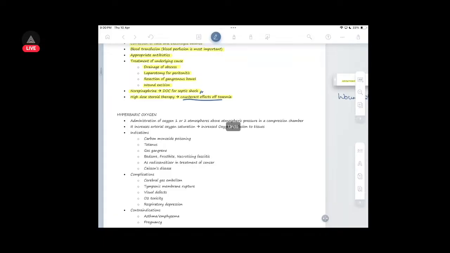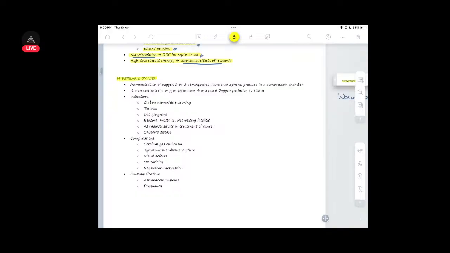Norepinephrine is the drug of choice. Wound excision, gangrenous bowel resection, laparotomy, and drainage of abscess. Okay. Next, we move on to hyperbaric oxygen.